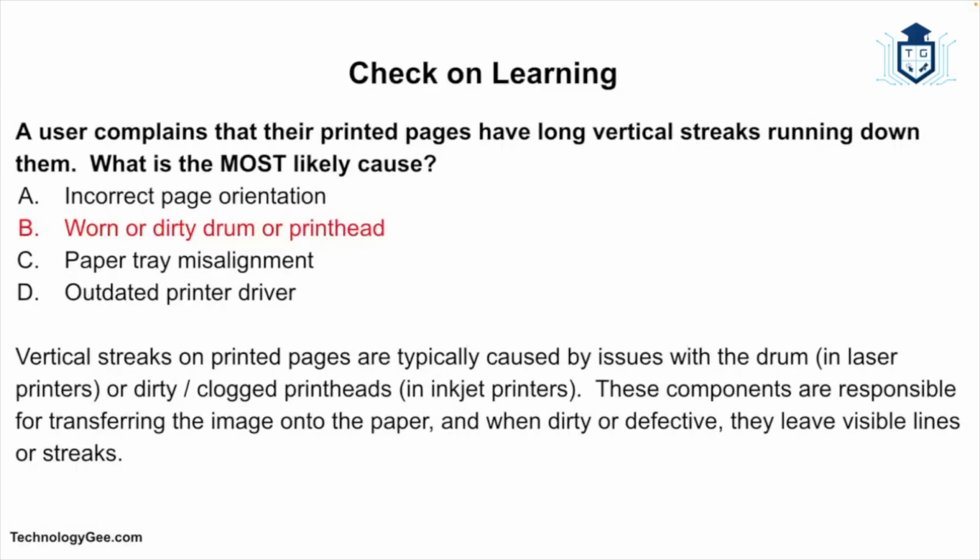So vertical streaks on printed pages are typically caused by issues with the drum in a laser printer or dirty or clogged print heads in inkjet printers. And these components are responsible for transferring the image onto the paper. And when they are dirty or defective, they can leave visible lines or streaks.